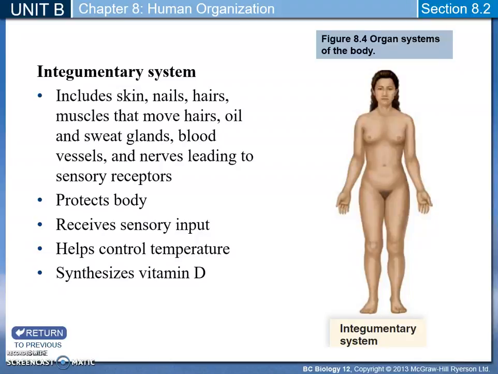So first of all, the integumentary system. This includes skin, nails, hair, muscles that move hairs, oil and sweat glands, blood vessels, and nerves leading to sensory receptors. This protects the body, also receives sensory input, helps to control body temperature, and synthesizes vitamin D.